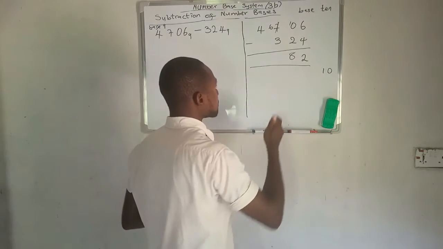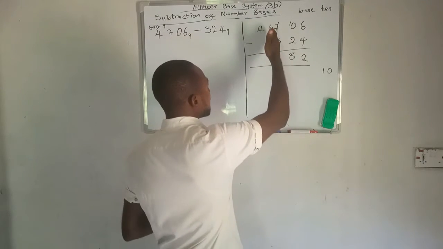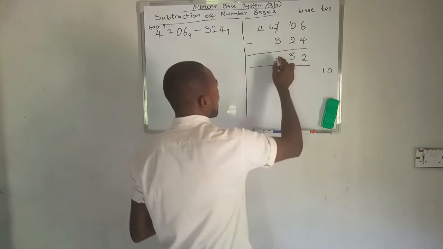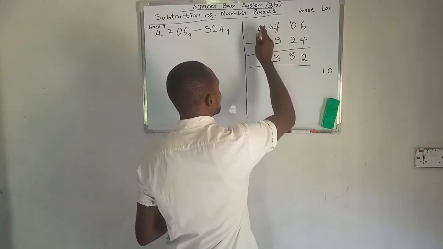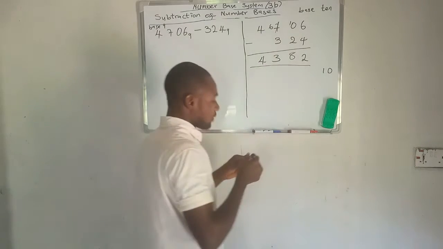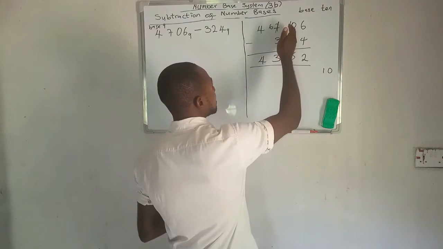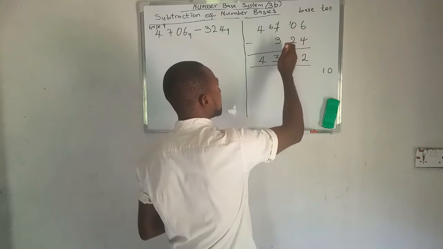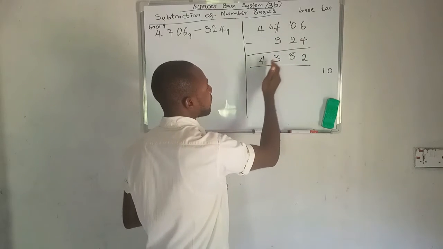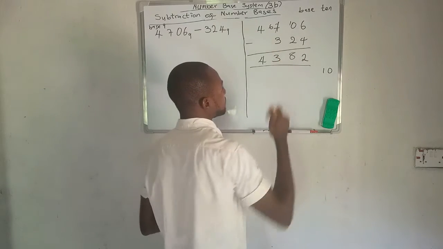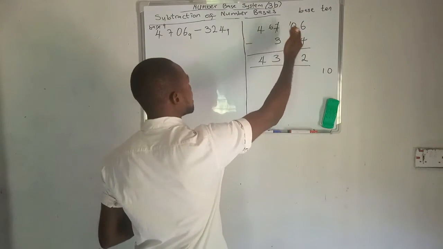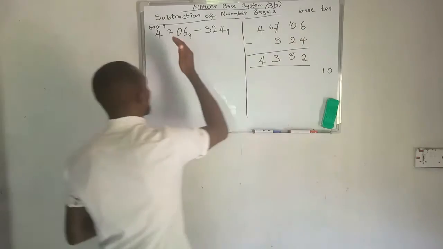So that's it. Then we have 6 minus 3, which is 3, and then we'll have 3 here, and then there's no number to subtract from this, so we'll bring it down. So 4,706 minus 324 in base 10 will be 4,382 base 10.